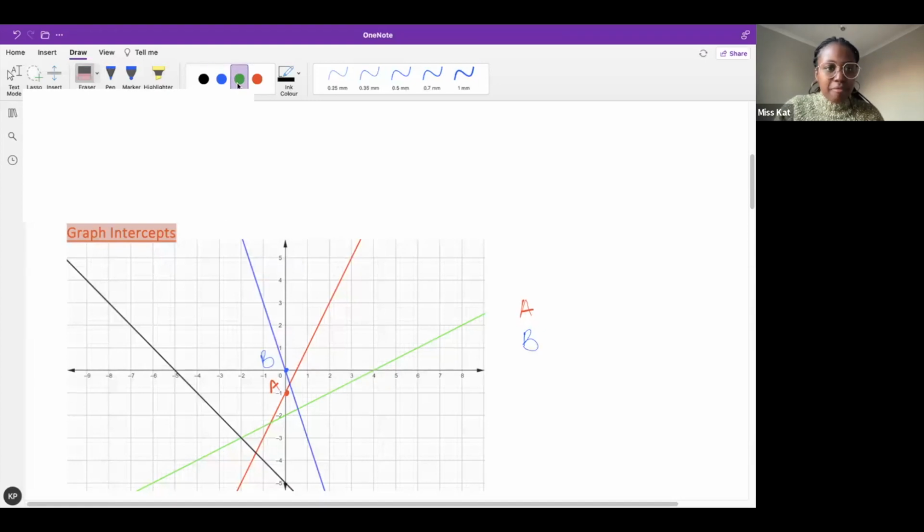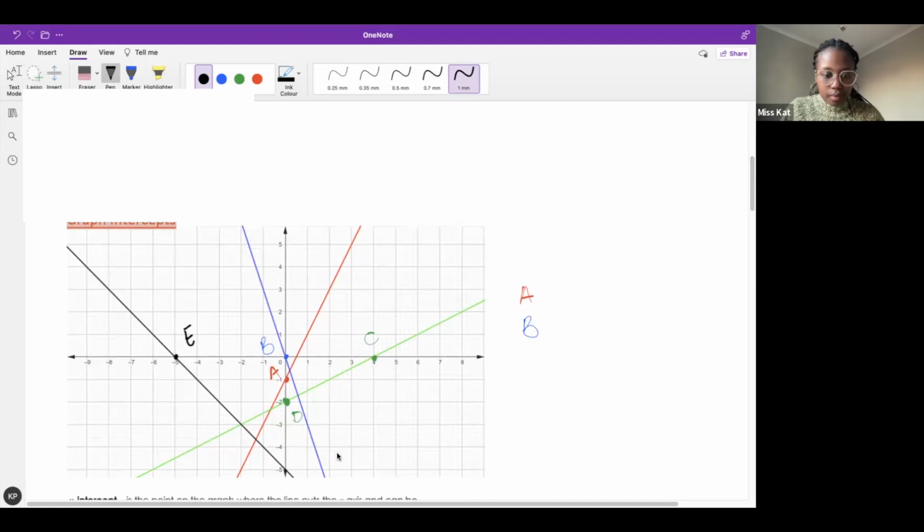Okay, in the meantime, find the coordinates, guys. All right, there's C. Green has two of them. There's D. Okay, what else? What did I miss? The black one. E. The black one also has two of them. Right at the bottom there. F.